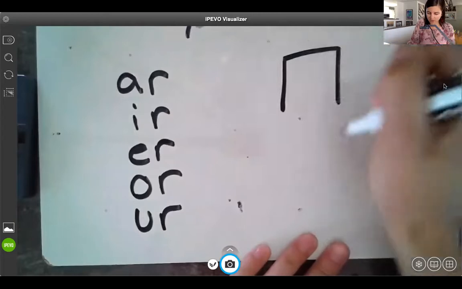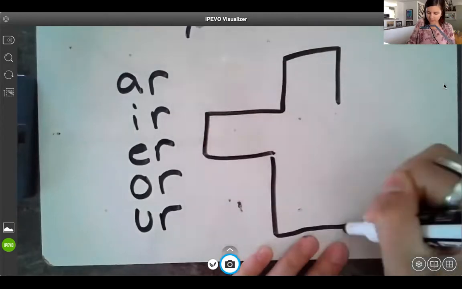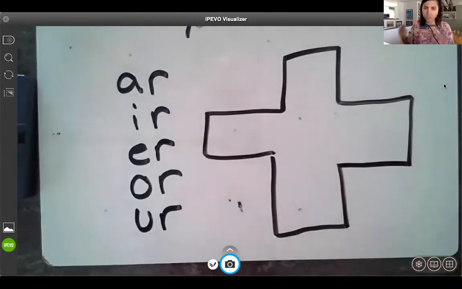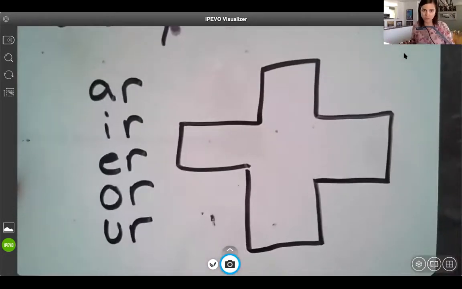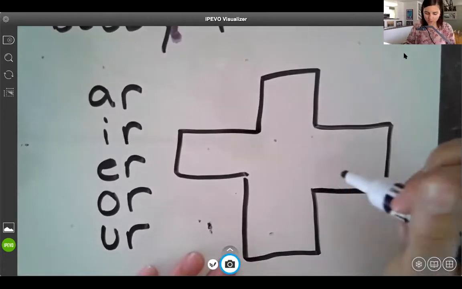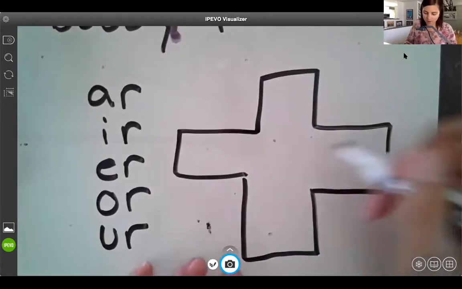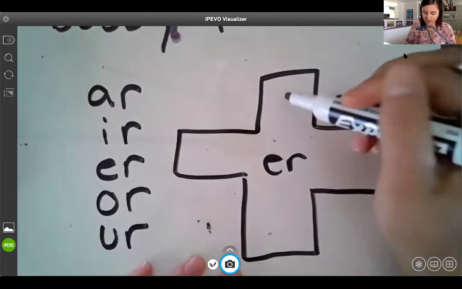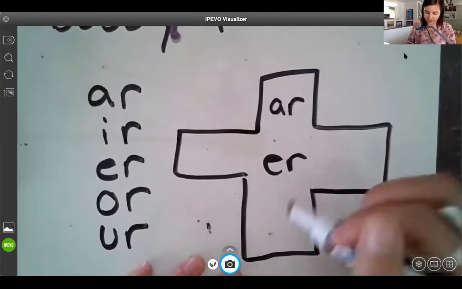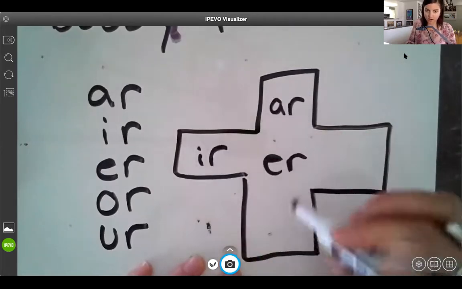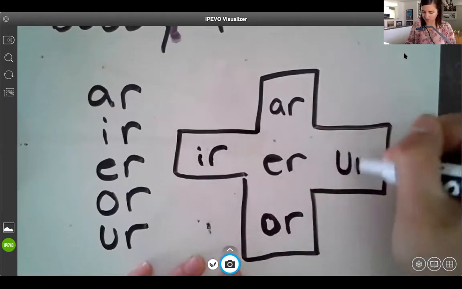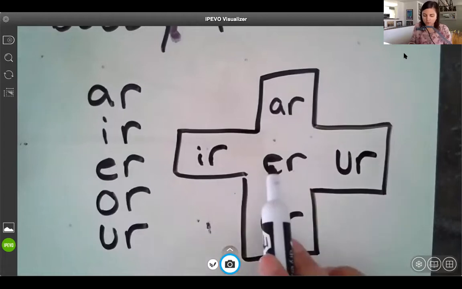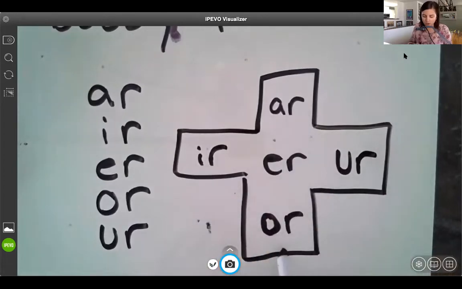Remember a while back in class, we drew this. You guys don't have to draw this. This is just pay attention. Don't draw this unless you really want to. You can. So in the middle, our most common bossy R is going to be the ER. We have AR. Let's fill it in. IR, OR, and UR.